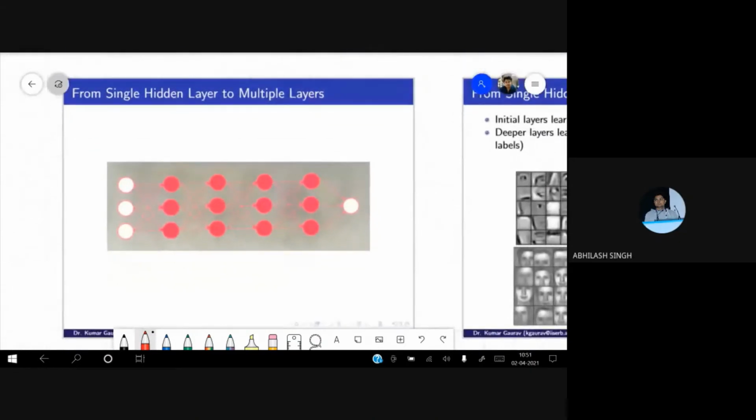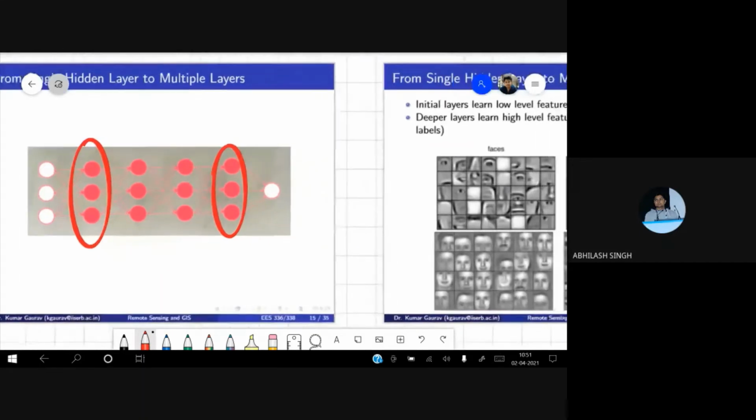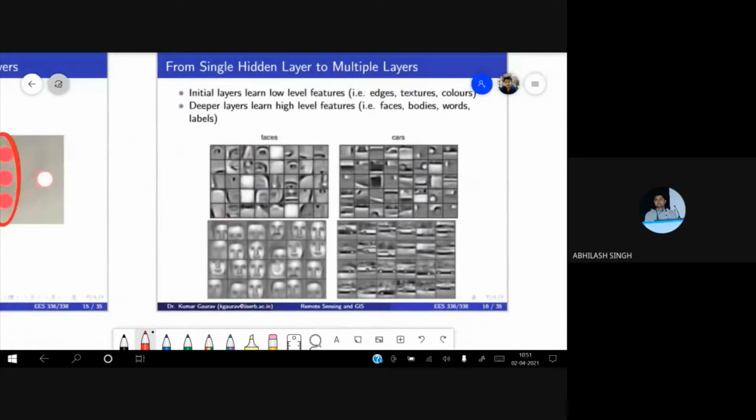This is the practical case. This hidden layer is closer to the input, so it will extract low level features like edges and boundaries. And since this hidden layer is close to the output, it will extract the high level features. What these things mean, let us see in the next slide. The initial layers learn low level features, that is edges, textures, and colors, and the deeper layers near the output learn face boundaries, faces, bodies, words, and labels.